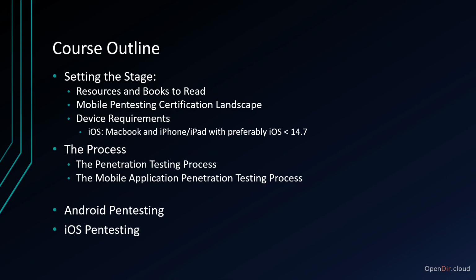Then we'll go into the device requirements for this course. For the Android section of this course, there's not really any specific device requirements. You can use a Windows machine, you can use a Linux machine, or a Mac machine. But for the iOS portion of this course, you will need a MacBook and also a physical iPhone or iPad running iOS 14.7 or less. Now the reason for that is that we'll be jailbreaking an iPhone in this course, and that will help us with our mobile app pen testing.